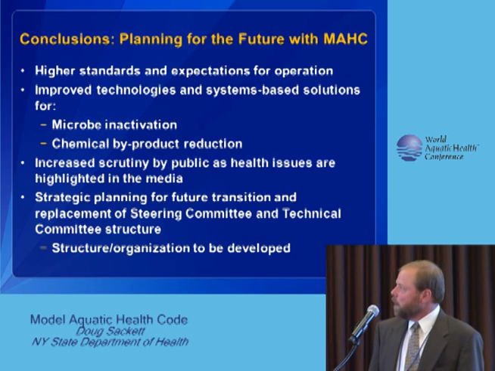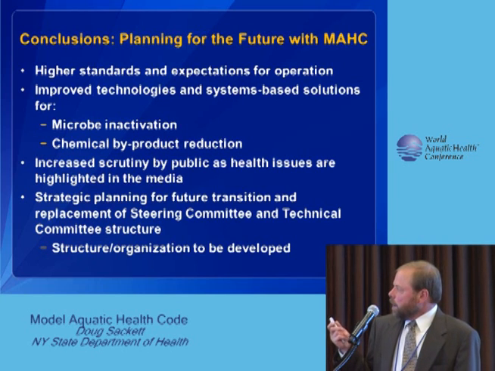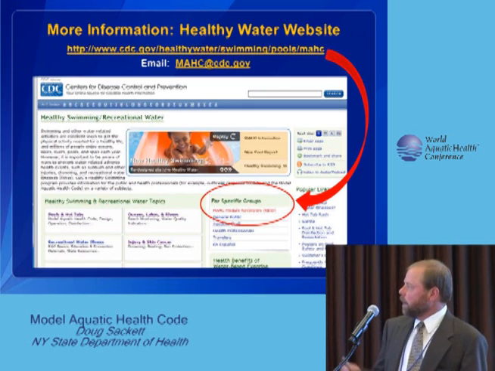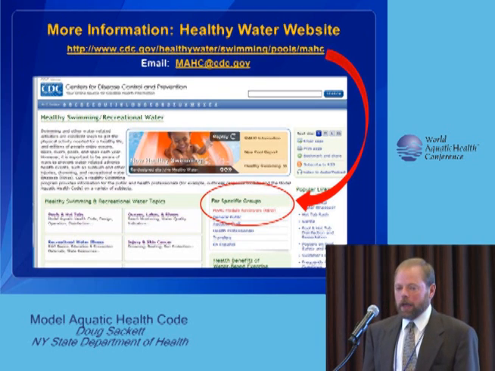Again, conclusion, planning for the future. Here's what we're hoping to accomplish by this. Strategic planning for future transition. I'm going to be developing the structure for continuing that. Here for more information, here's a website on how to access some of this information, the model code.